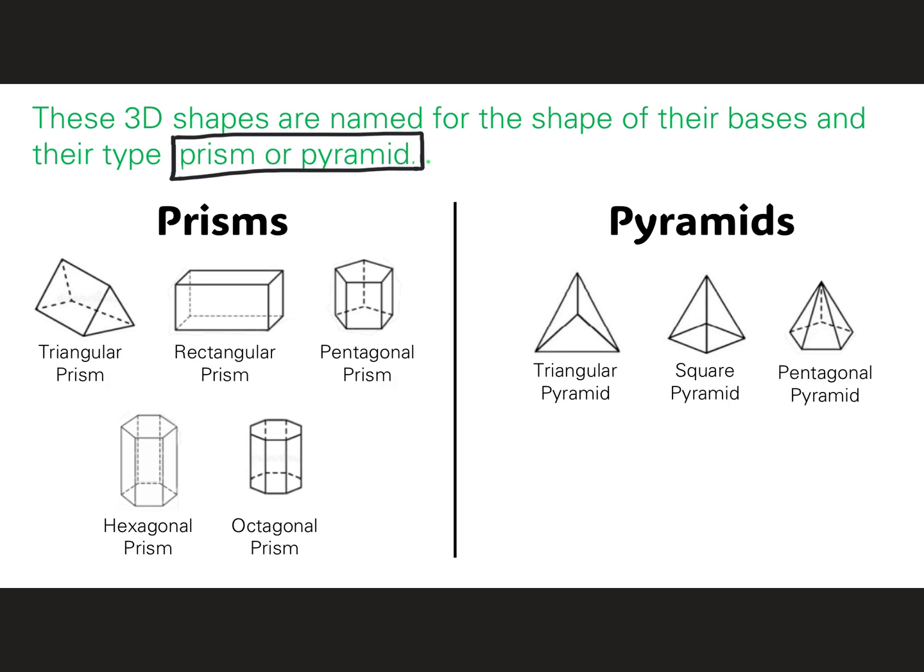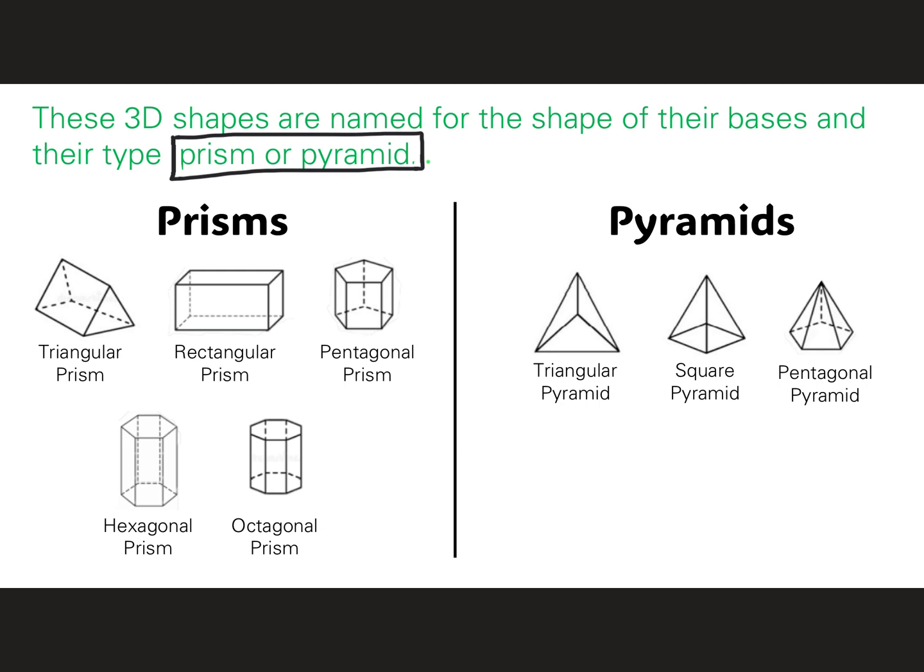We'll start on the left-hand side with the prisms. We have a triangular prism, rectangular prism, pentagonal prism, hexagonal prism, and octagonal prism. And again, the first name is just the shape of their base. The second name is whether it's a prism or a pyramid.